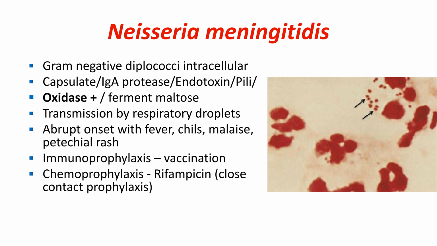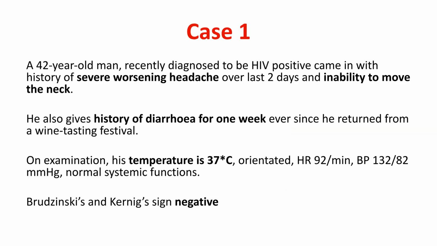Transmission occurs through respiratory droplets in crowded settings like dormitories and military barracks. Clinically, it causes abrupt onset of fever, chills, malaise, and characteristic petechial rash, small hemorrhagic spots on the skin caused by vascular damage from endotoxin. Prevention involves two strategies: immunoprophylaxis through vaccination, and giving rifampicin to close contacts to eliminate nasopharyngeal carriage and prevent secondary cases. Let's analyze this clinical case.